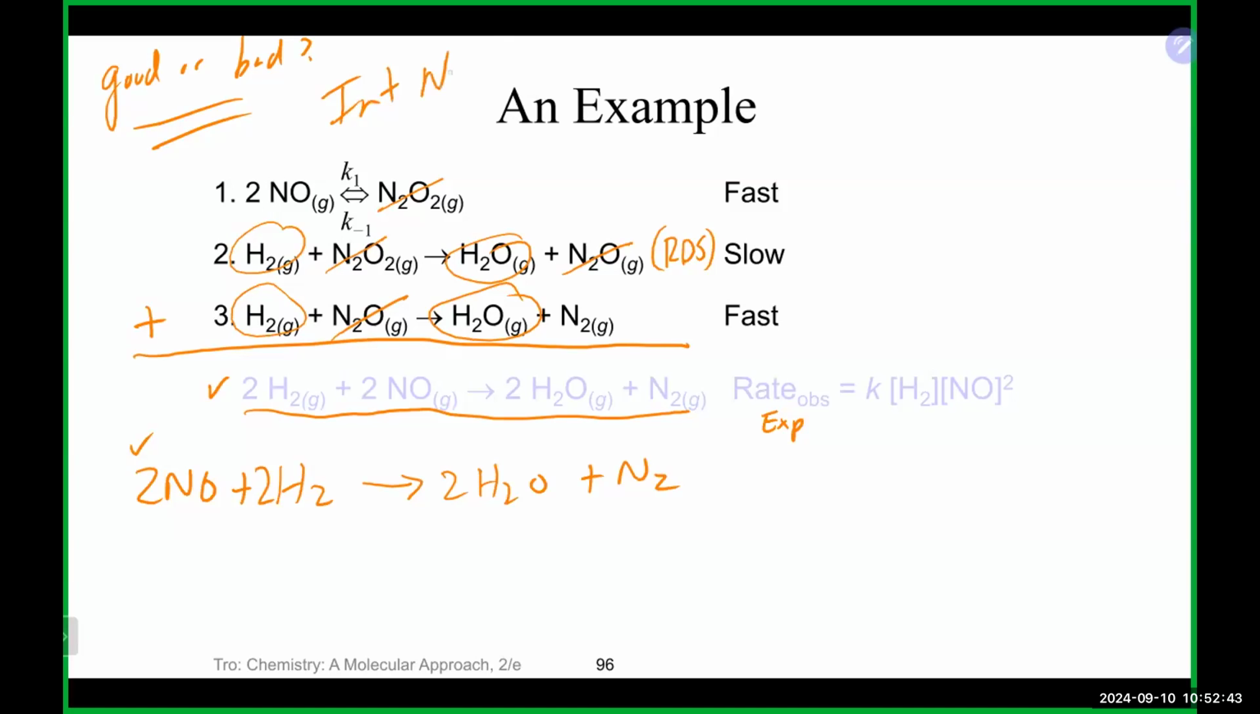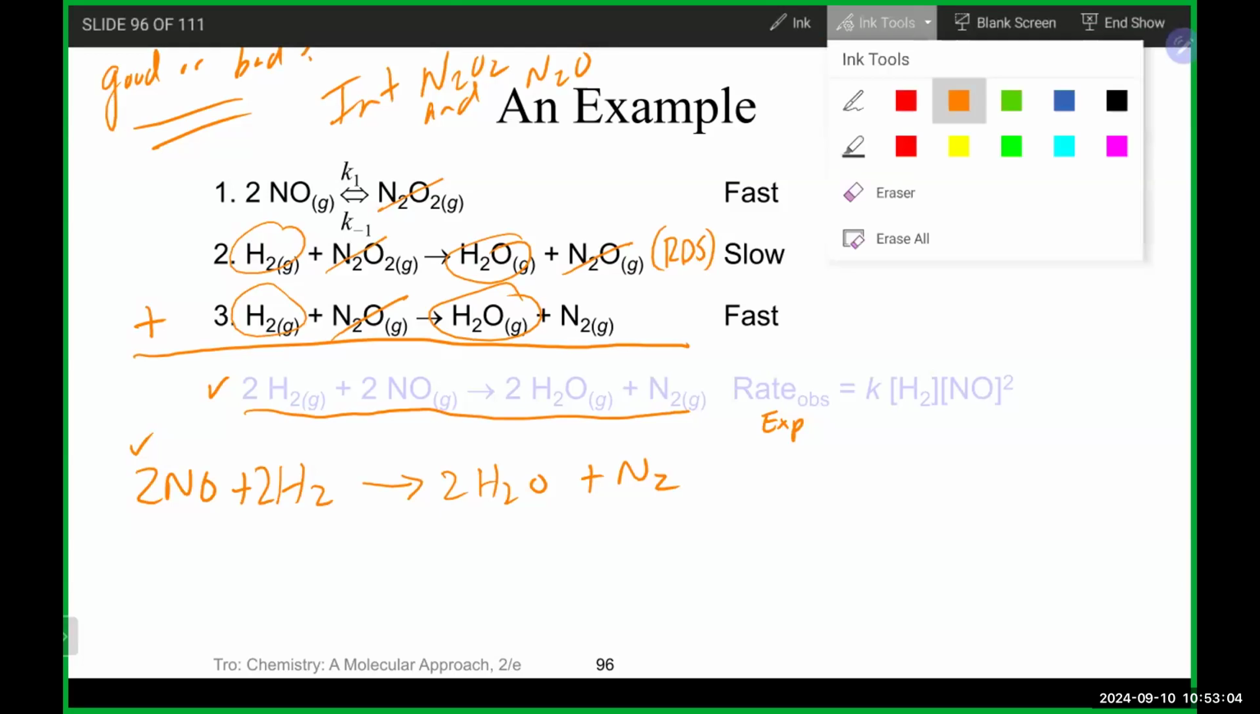Intermediate is N2O2, and in this case, also N2O, right? None of those appear in the overall reaction. So in this case, we actually do have two intermediates that completely canceled out along the way. Any questions on that there?